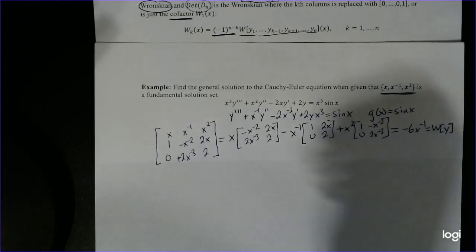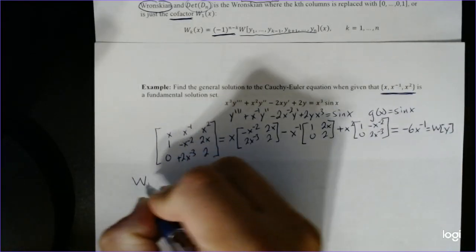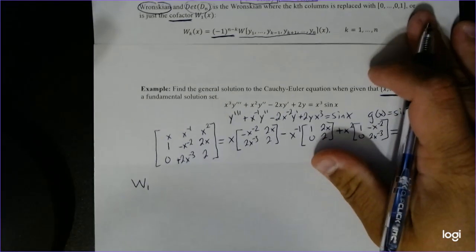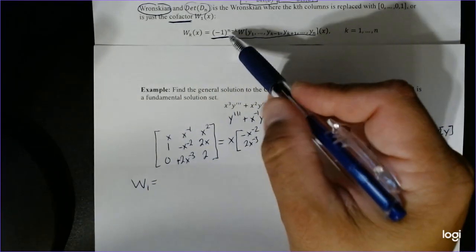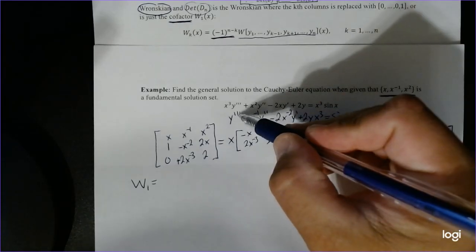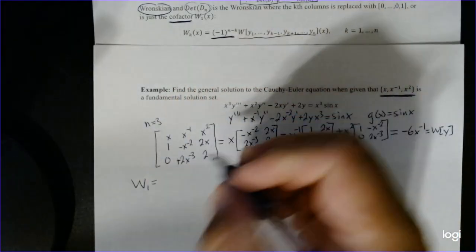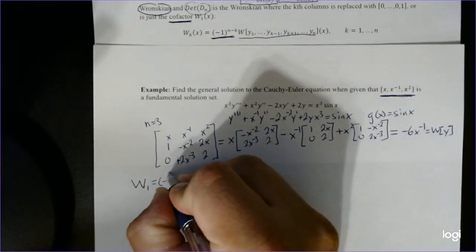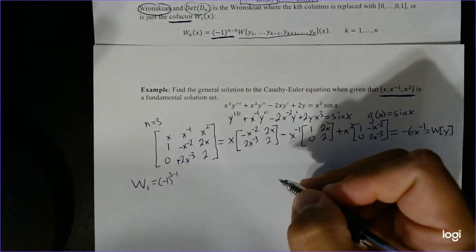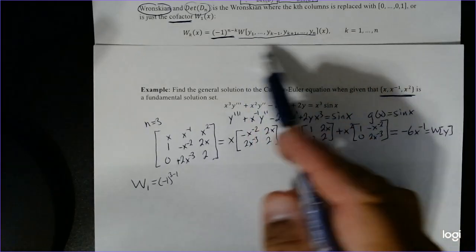Okay. So to find W1, like in that process, I'm just going to plug in. So n in this case is going to be 3. Okay, so we know n is equal to 3. And then we're just going to subtract. So it'll be negative 1 to the 3 minus 1 power. So that's how we do that part. And now, again, this is a matrix.